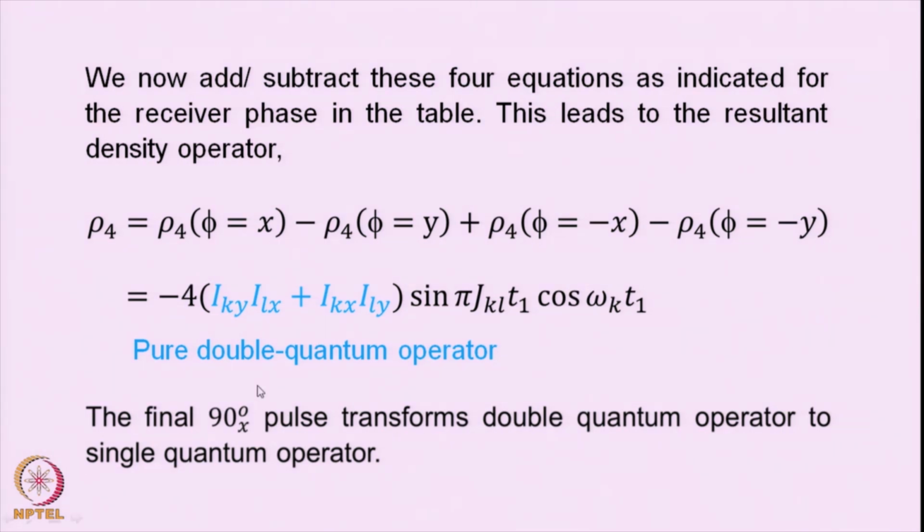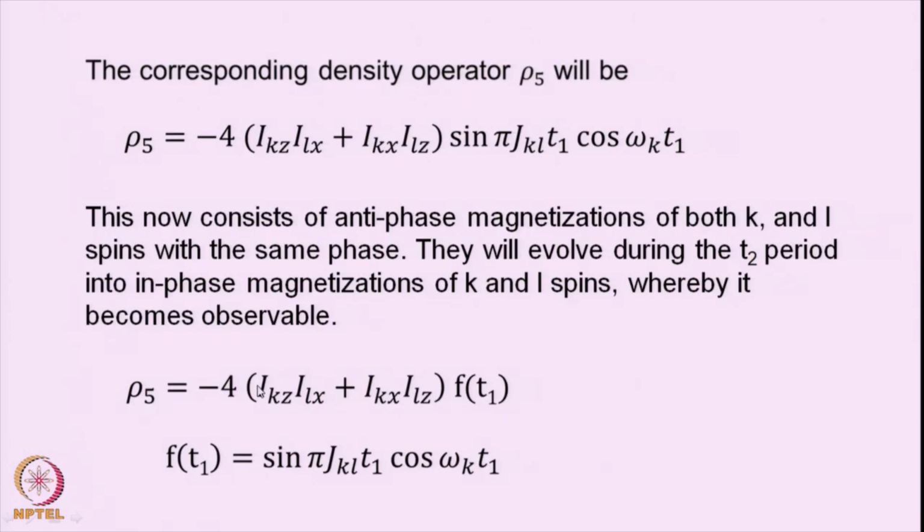in the detection period. So therefore, when I apply the last 90° pulse, then I write the density operator rho phi as minus 4 IKZ ILX plus IKX ILZ, and this coefficient remains the same, sin pi J KL T1 cosine omega K T1.